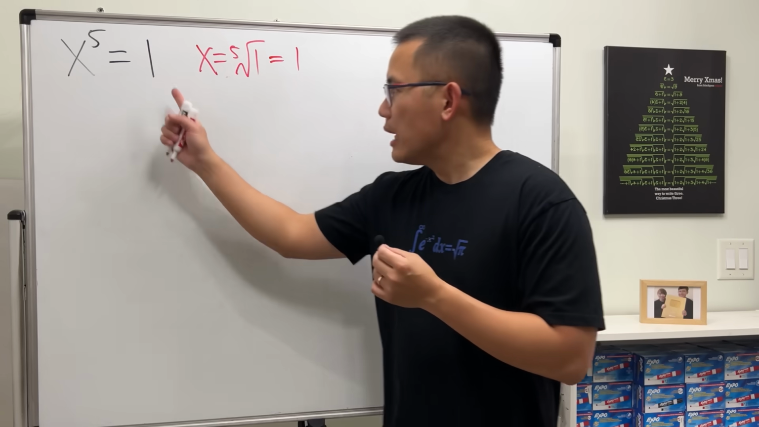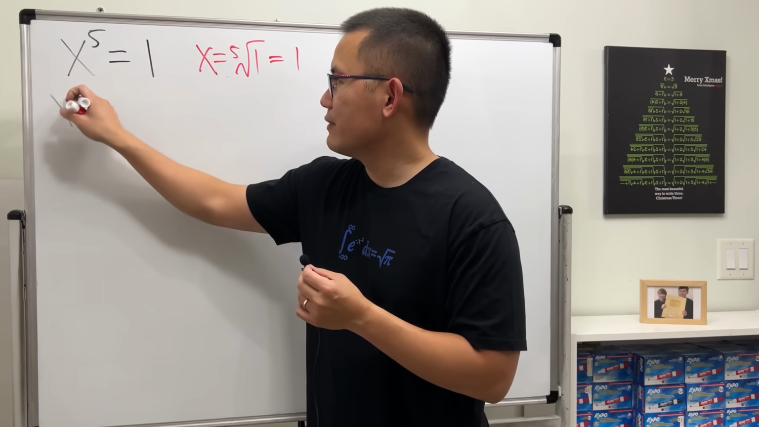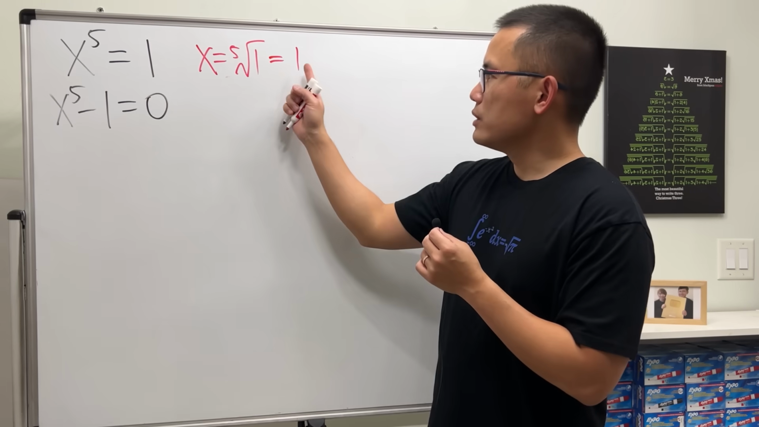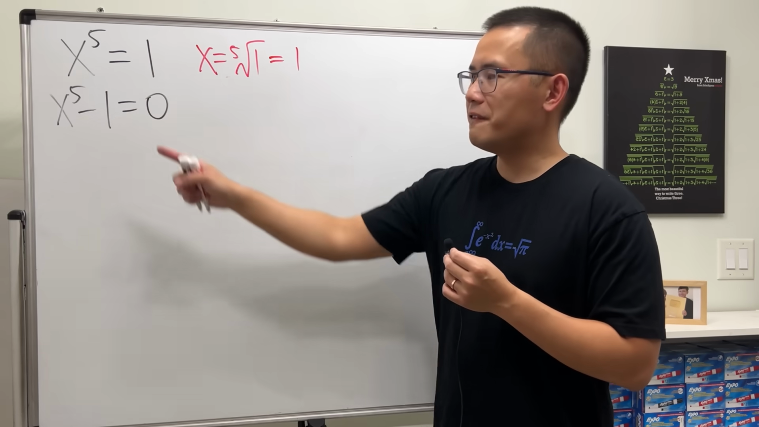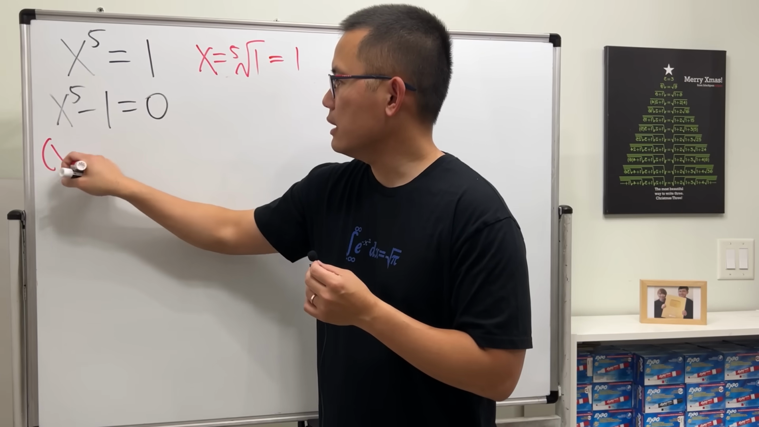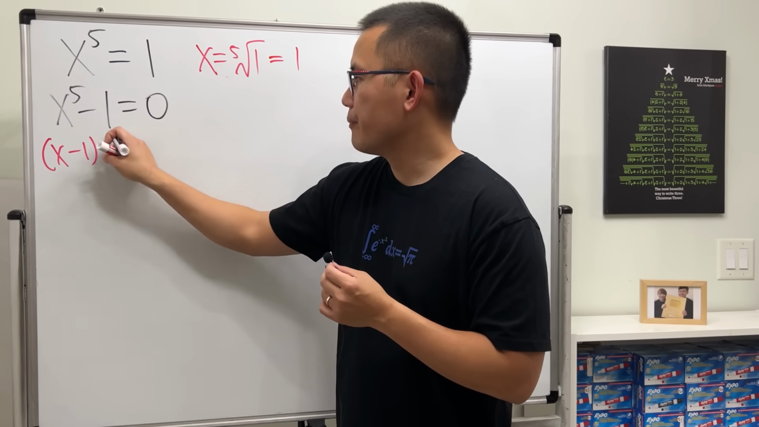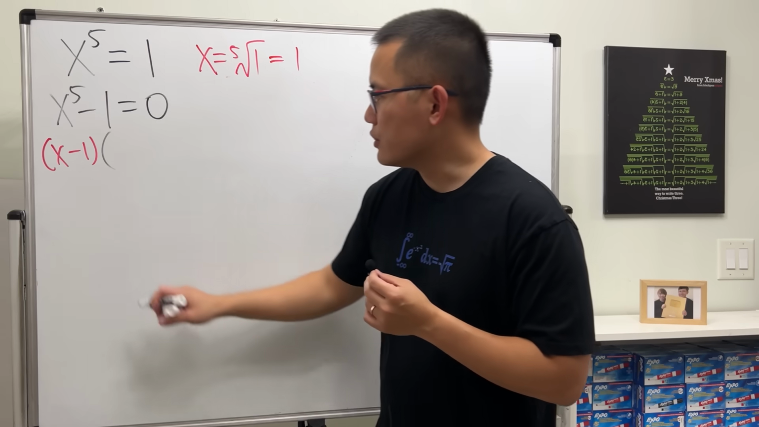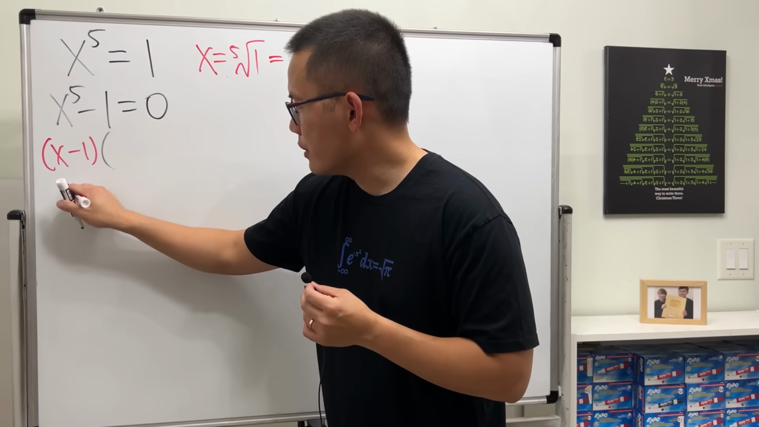Check this out. I'm going to put the 1 to the other side. So we have x to the fifth minus 1 is equal to 0. And because we know 1 is a solution, we can factor it, and we will end up with x minus 1 times something else. And to figure out the rest, we can just do a quick synthetic division. So I will put that down right here.